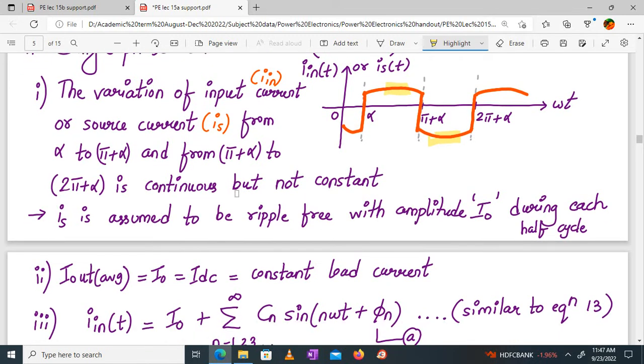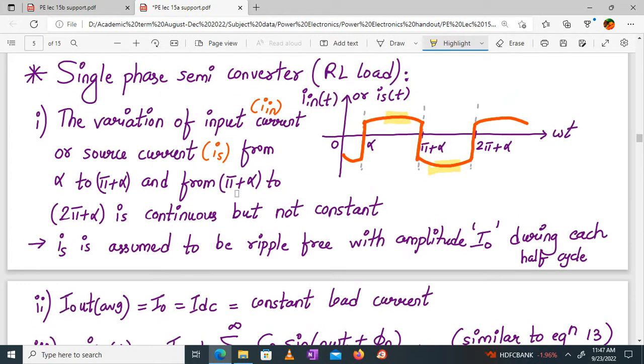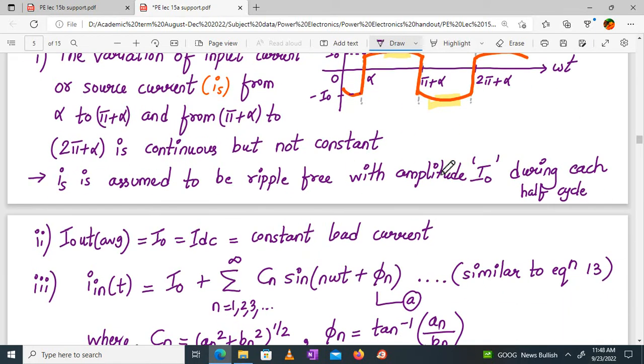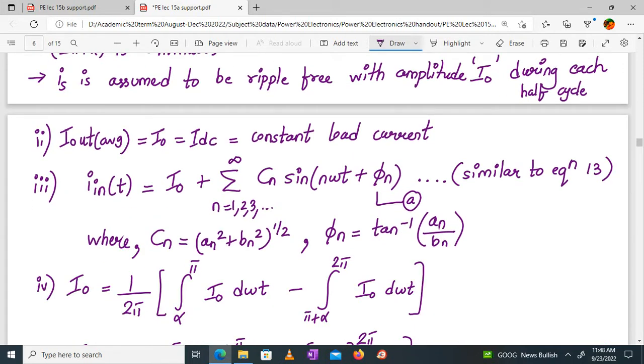Okay. So here we assume that your IS is assumed to be ripple free, and the peak amplitude during each period, this is I naught. This is I naught. And this is minus I naught. This is the peak amplitude. So what is this peak amplitude? I out average. I out average is fixed, right? So I out average is written as IO or I0. It's also written as IDC. Write down somewhere, these terms will come together. So I out average is equal to I0 is equal to IDC, which is a constant load current.